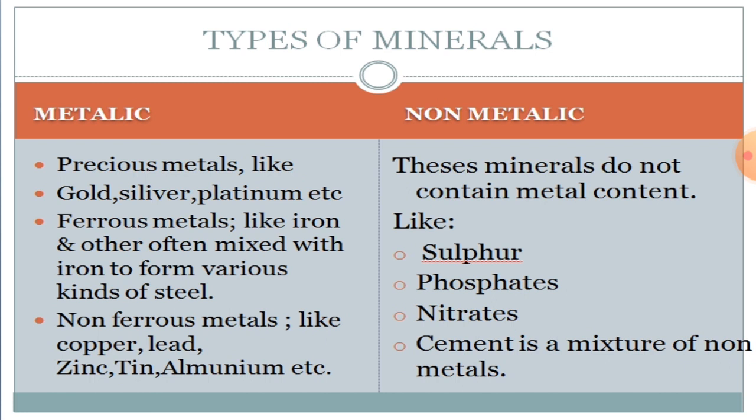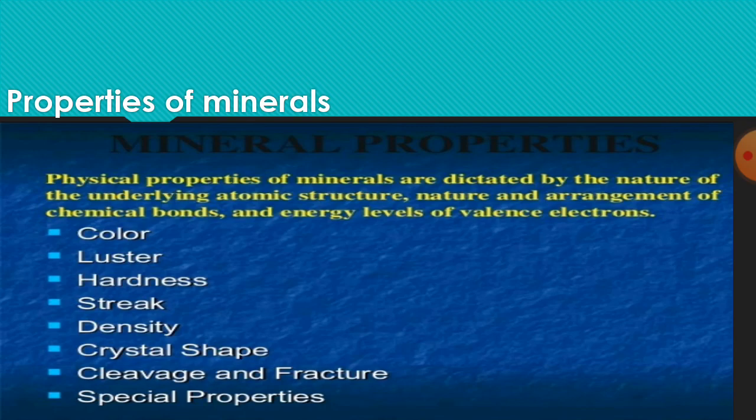The non-metallic group consists of those minerals which do not contain metals, like sulfur, phosphorus, sodium, nitrate, etc. For example, cement is a mixture of non-metals. In the next slide, we will see that minerals can also be identified by their physical properties, like texture. Let us go one by one.